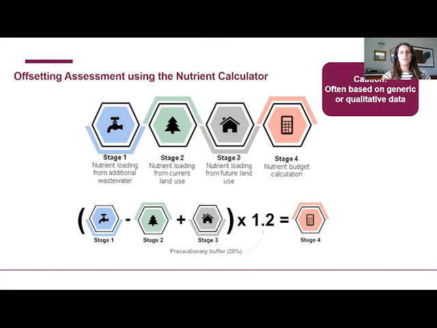But given that these nutrient calculators are very generalized and not very catchment specific, Natural England applies a precautionary buffer of 20%, and therefore the nutrient load is multiplied by 1.2, and we have 20% more nutrient budget to offset. Different land uses have different loading. For example, farming has a very high load in nutrients. Because this Natural England calculator uses generic data, there is opportunity to use site-specific data evidence to support your planning application within a specific catchment.